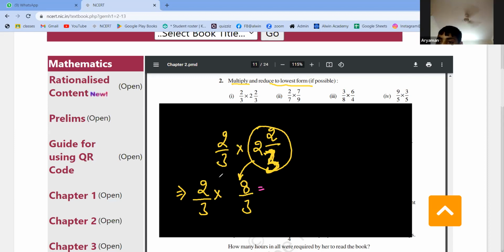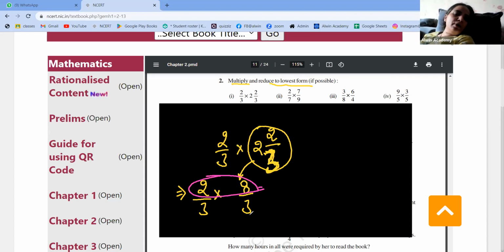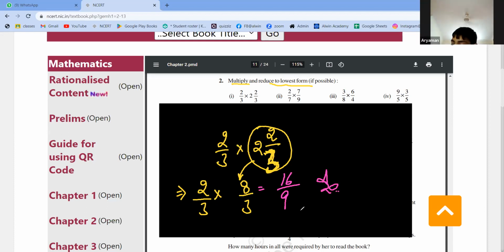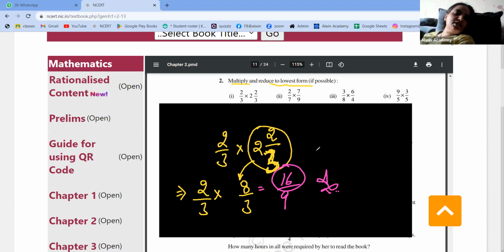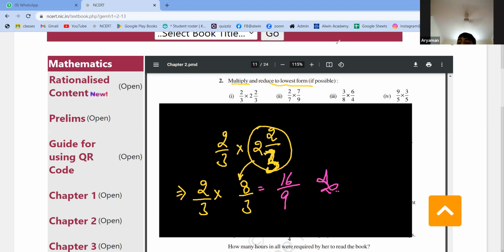Right? So that means the only thing left here is to multiply corresponding numerators and denominators. So the answer will be 16 by 9. Ariman, is it clear? 8 twos are 16 and 3 threes are 9.